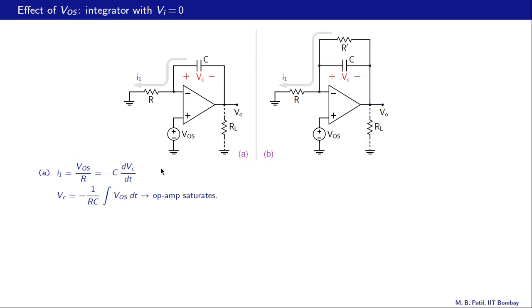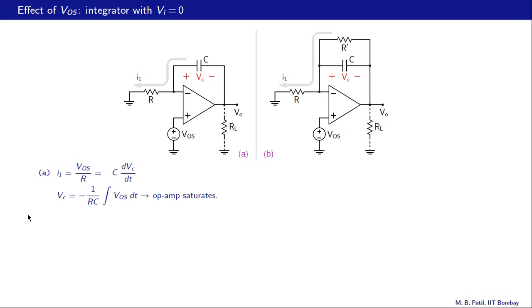Case A. The non-inverting input is at VOS, so therefore V minus is also equal to VOS. I1 is equal to VOS divided by R, and therefore this current is also equal to VOS by R, and that current is minus C dVc/dt. So as we saw before, Vc is then minus 1 over RC integral VOS dt. Now this integral will keep rising if VOS is positive, or it will keep falling if VOS is negative. In either case, the op-amp will saturate, which is something that we definitely don't want.